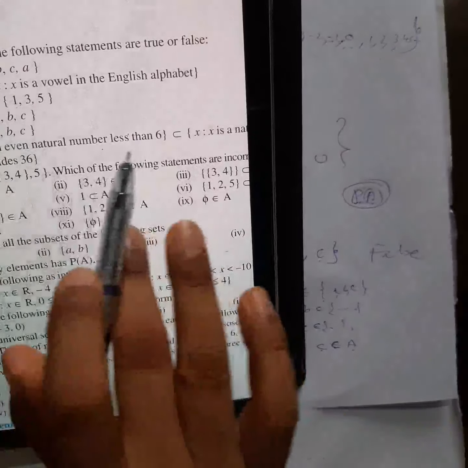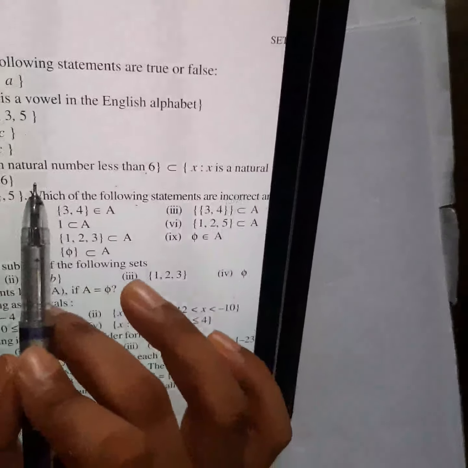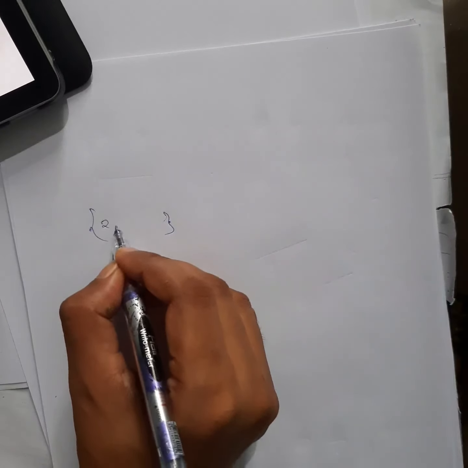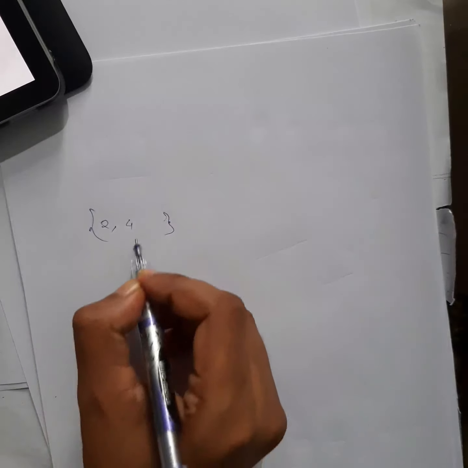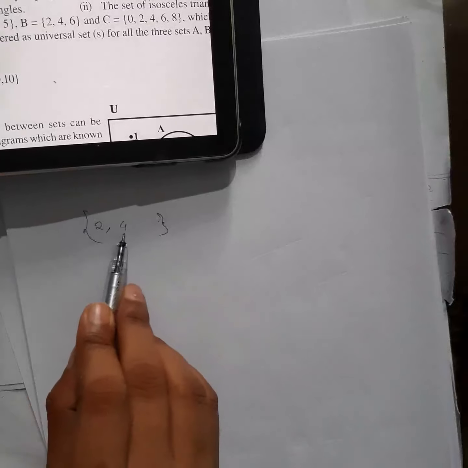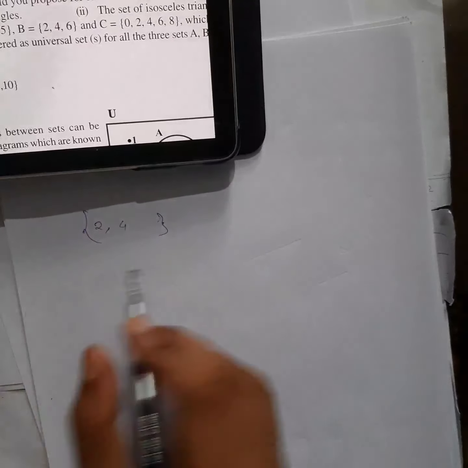Next question, number 6. X is an even natural number less than 6. So what is the element here? In your first set, what will be the element? X is an even natural number less than 6. So even natural numbers, what are they? 2 first, then 4, then 6. But they have said less than 6. So these are the only elements here. So only 2 and 4 will be the elements in this set.